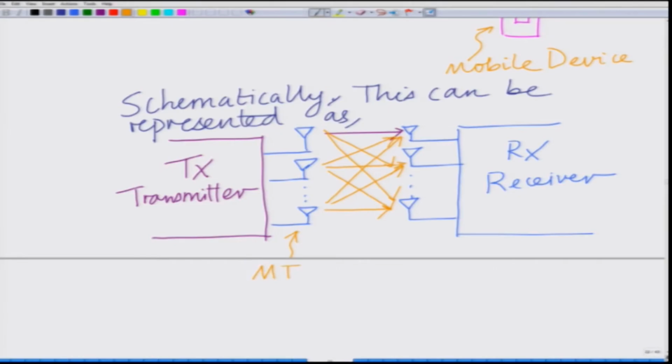So, let us say I have m transmit antennas similar to before, and I have r receive antennas. I have a total of m times r channels, possible paths or possible links where the signal can propagate from the transmitter to the receiver.